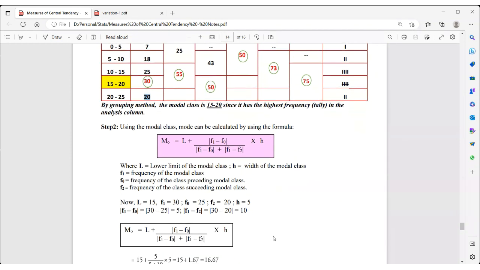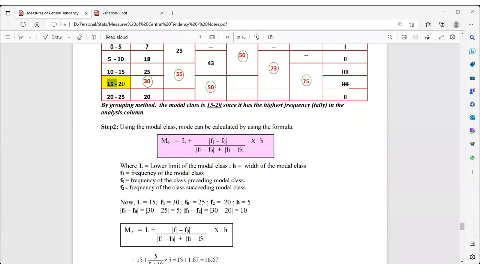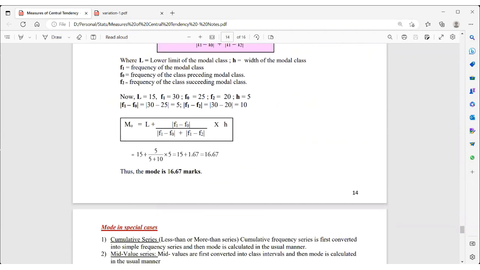Fine. Put all these values over here. H is the difference of this. The difference is 5, so the value of H is 5. Now find all these values. Modulus means if any value comes out negative, it should become positive. Put them in this formula and we get the mode, that is 16. Clear? Any doubt? No, sir.